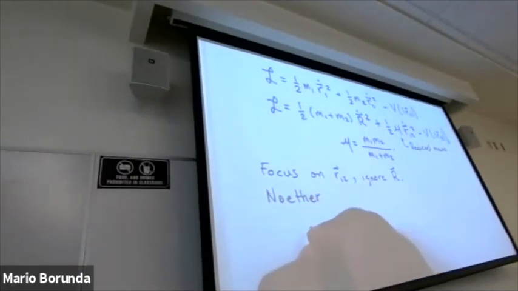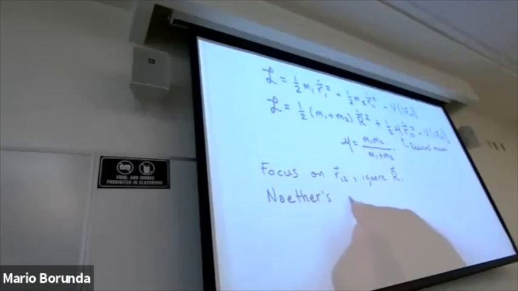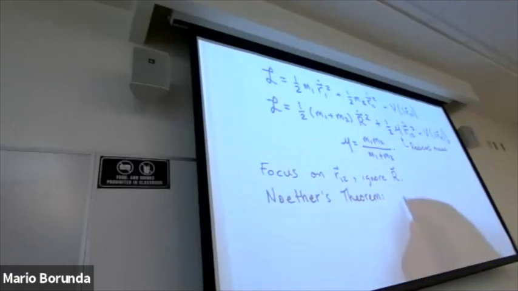So we use Noether's theorem, and now we know that there's an angular momentum. And this is going to be a conserved quantity and is related to this monster.